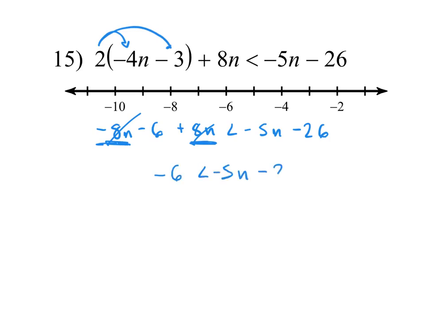What should we do next? Combine. How do we combine? Add 26. Add 26 to both sides, so we get 20 is less than -5n. What should we do next?